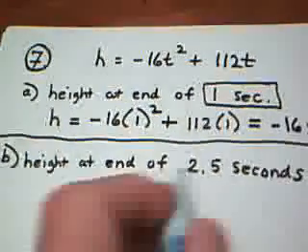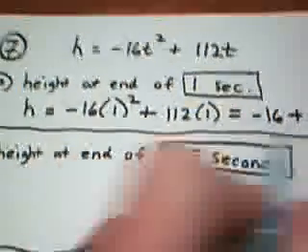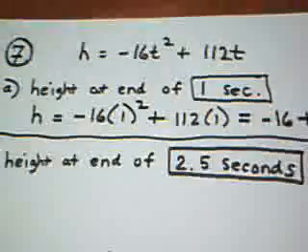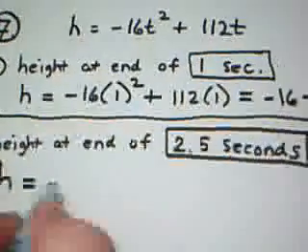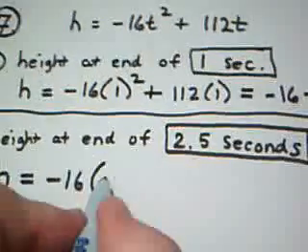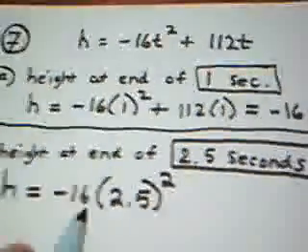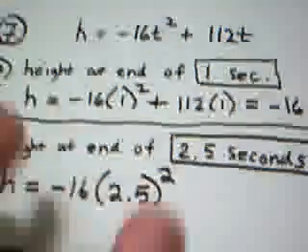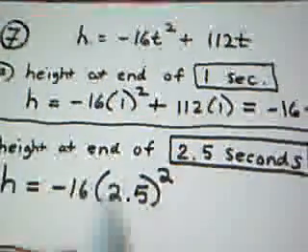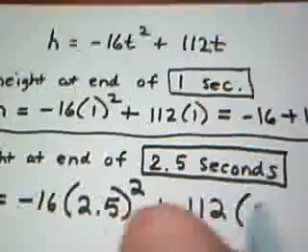Find the height of the object at the end of 2.5 seconds. Well, again, 2.5 is time. So I go to my formula and I plug in a 2.5 for t. H is equal to the opposite of 16 quantity, 2.5 squared. Whenever I have my students evaluate a polynomial function, I like for them to put what they're plugging into the function in what I call little safety nets. So I have plus 112 times 2.5.